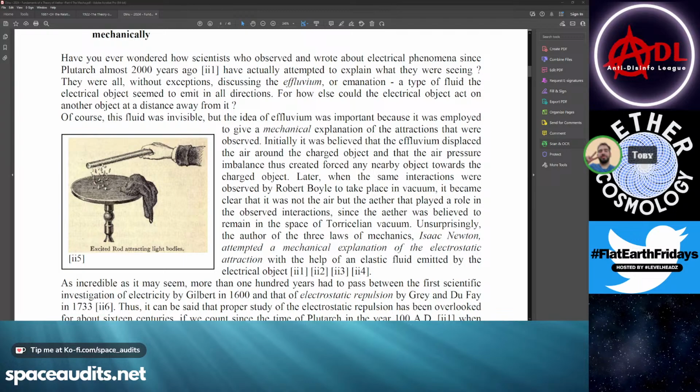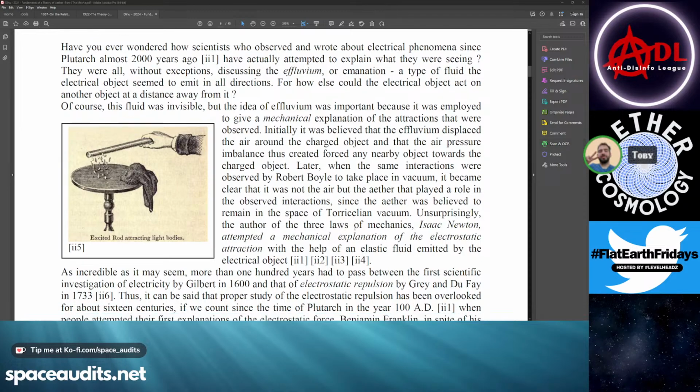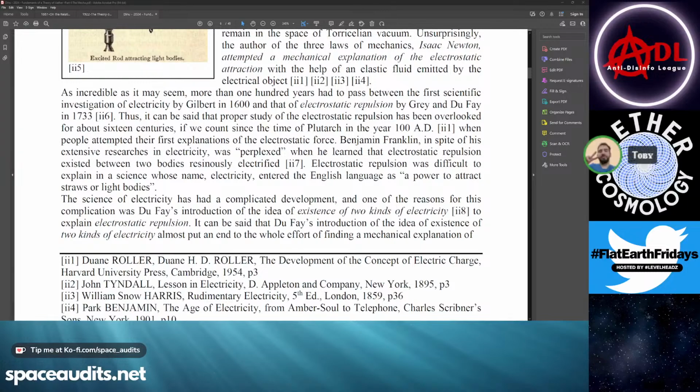Initially, it was believed that the effluvium displaced the air around the charged object, and that the air pressure imbalance thus created forced any nearby objects toward the charged object. Later, when the same interactions were observed by Robert Boyle to take place in vacuum, it became clear that it was not the air, but the ether that played a role in the observed interactions, since the ether was believed to remain in space of Torricellian vacuum. Unsurprisingly, the author of the Three Laws of Mathematics, Isaac Newton, attempted a mechanical explanation of the electrostatic attraction with the help of an elastic fluid emitted by the electrical object.